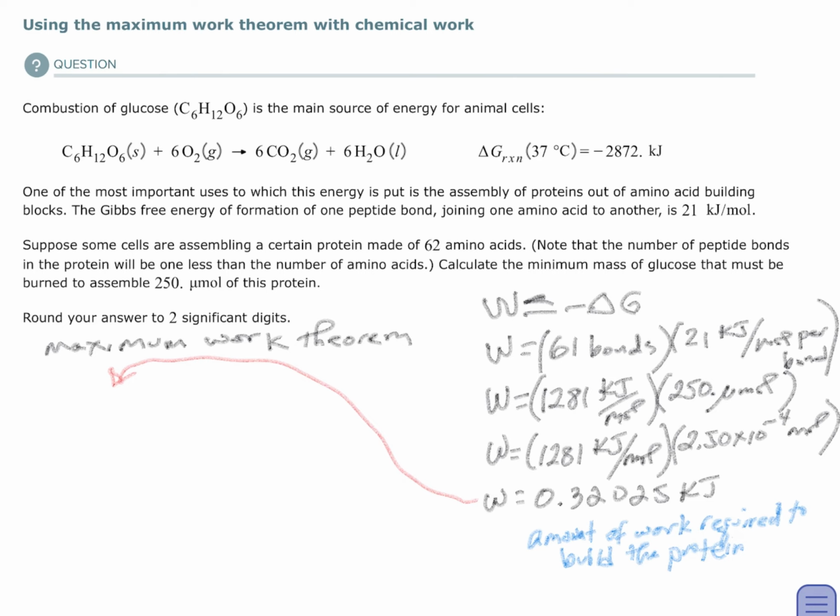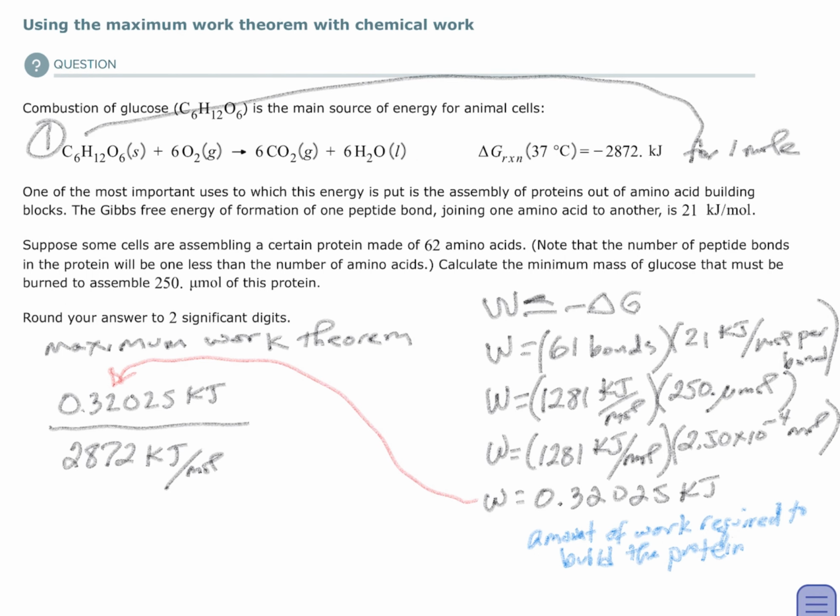Okay, so that's what I'm going to do. Now, I've got 2872 per glucose molecule. You have to be careful, because don't put that negative there. The negative told me that its change in G was negative, which means it's spontaneous. But the amount of energy that I had to burn, the amount of energy that I had to make peptide bonds with, was the 2872. And it's per mole because it was 1 mole of sugar that broke down. So here I have 2872 kilojoules per mole, and then I divide that out.